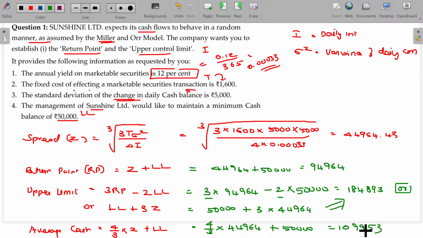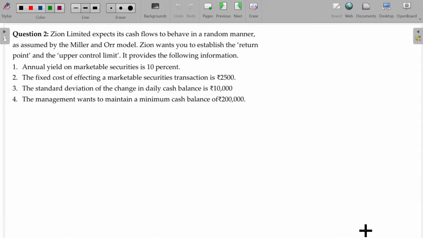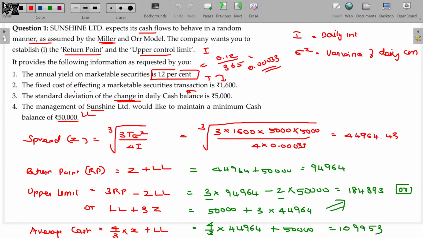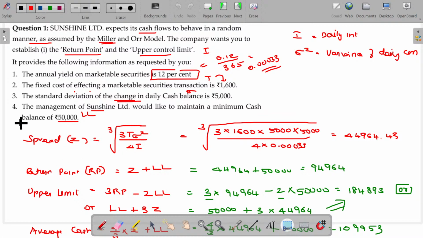Shall I move on to the next one? Now, the next one is also similar. You can try it yourself. It's only application of the formula. Just application of the formula.